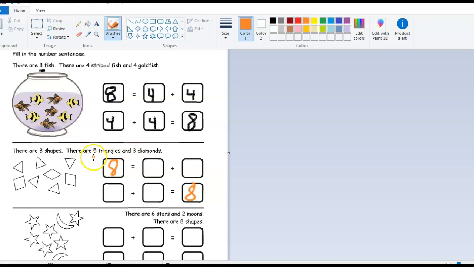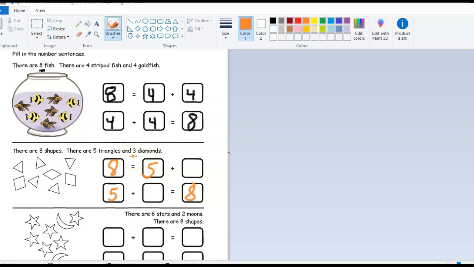Yes, 5 triangles. In the problem, they told us 5 triangles, but let's count the triangles to be sure. 1, 2, 3, 4, 5. How many triangles? Yes, 5 triangles. So that is our first part. So I'll write 5 here, and then I'll go down to the next number sentence and write 5 again.